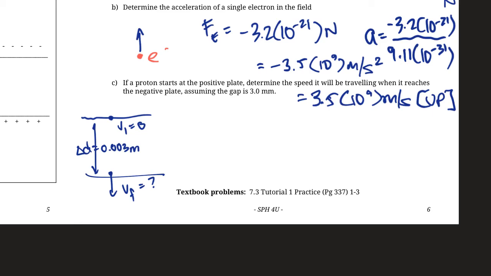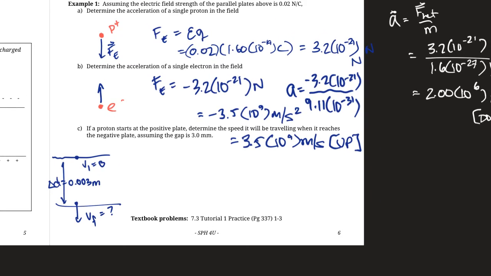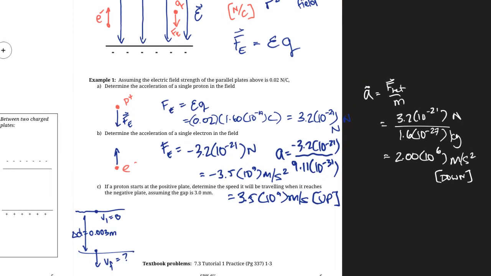Now the question I'm going to ask you is, this acceleration that we calculated for the proton, can we just use that number? Is the field going to be constant? And the answer is, between two plates like this, we usually assume that the electric field that's created is going to be a constant value. So the acceleration, or the force that's applied on that proton, is going to be a constant value. So yes, the acceleration will be constant. So we knew that. We calculated it over here.